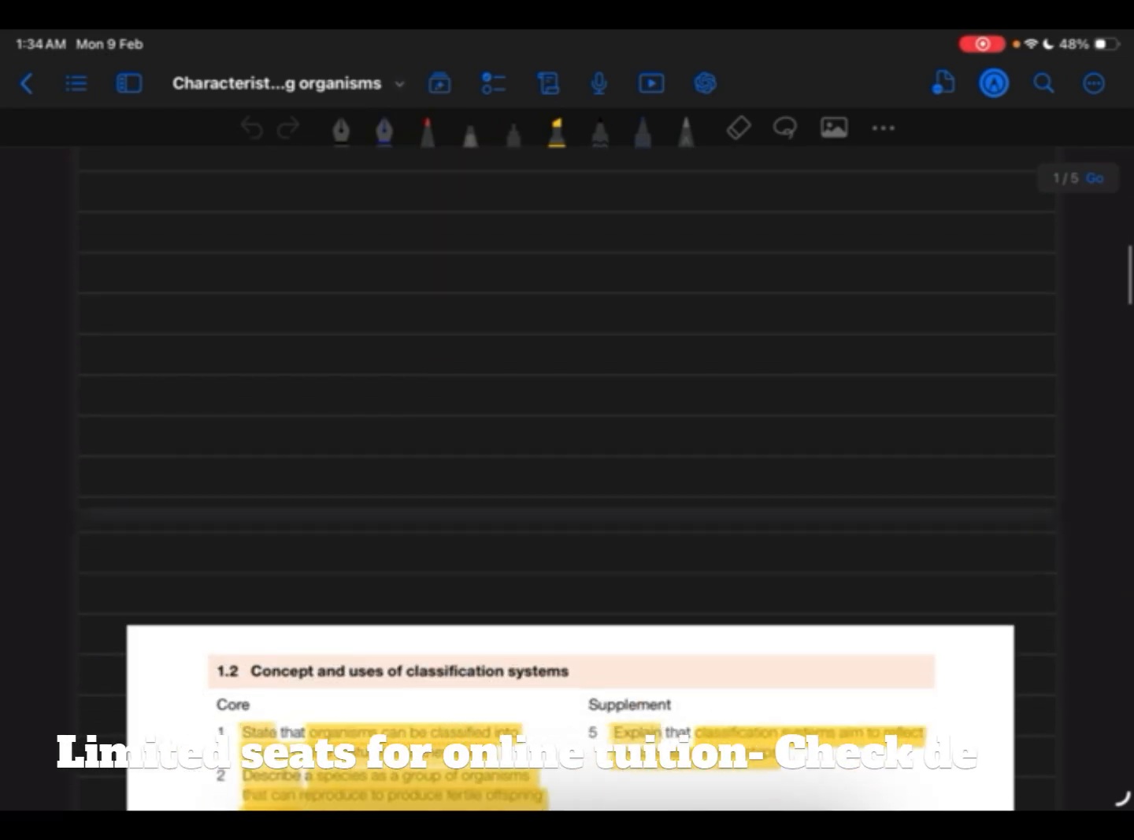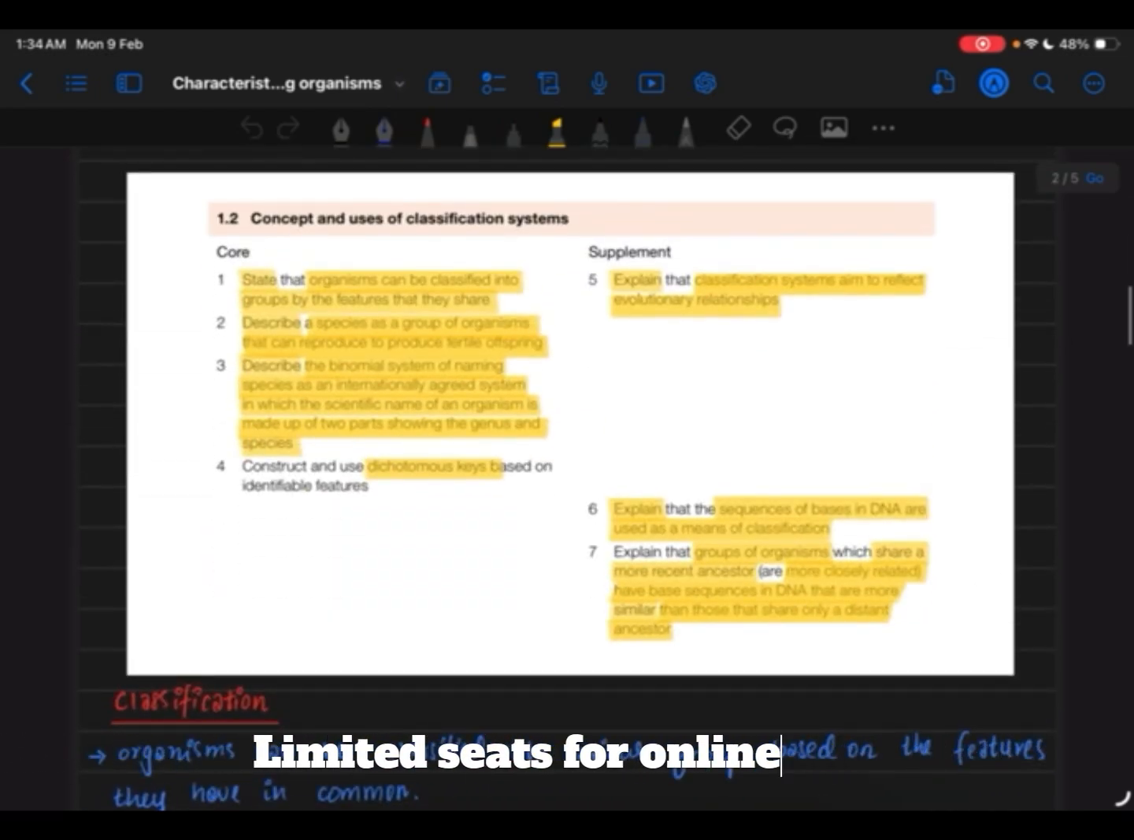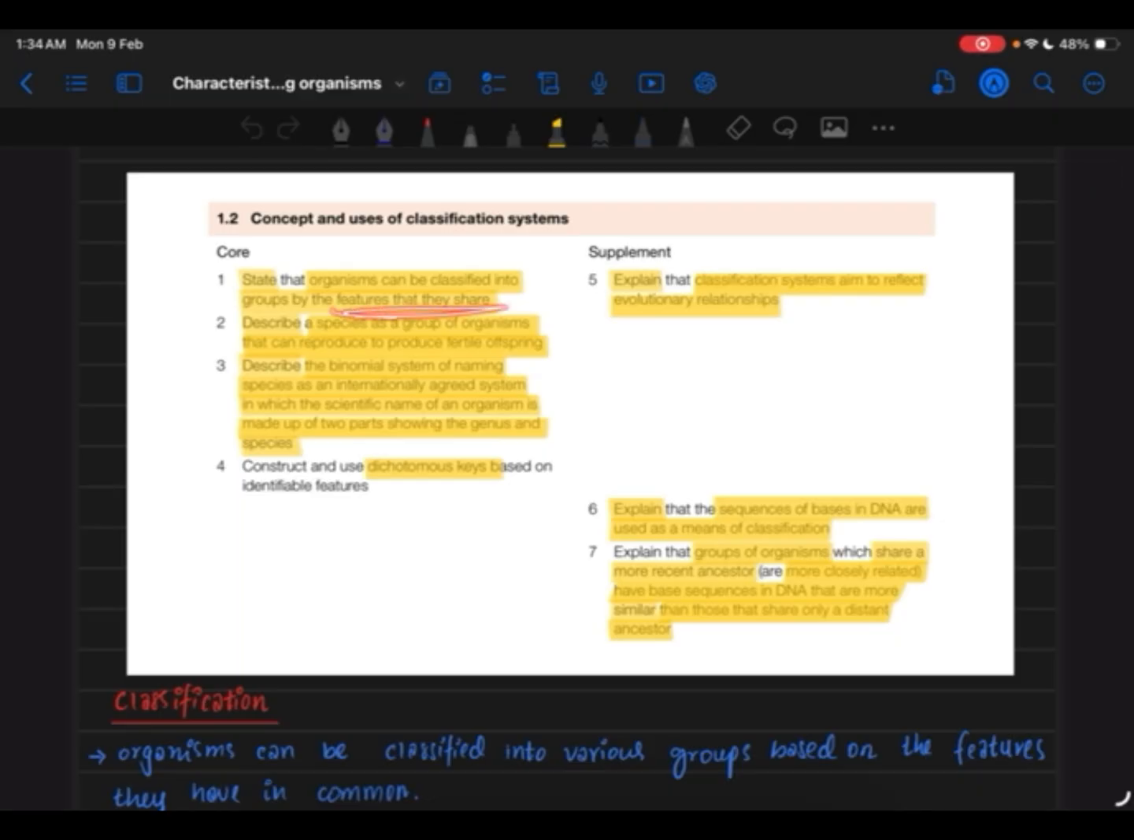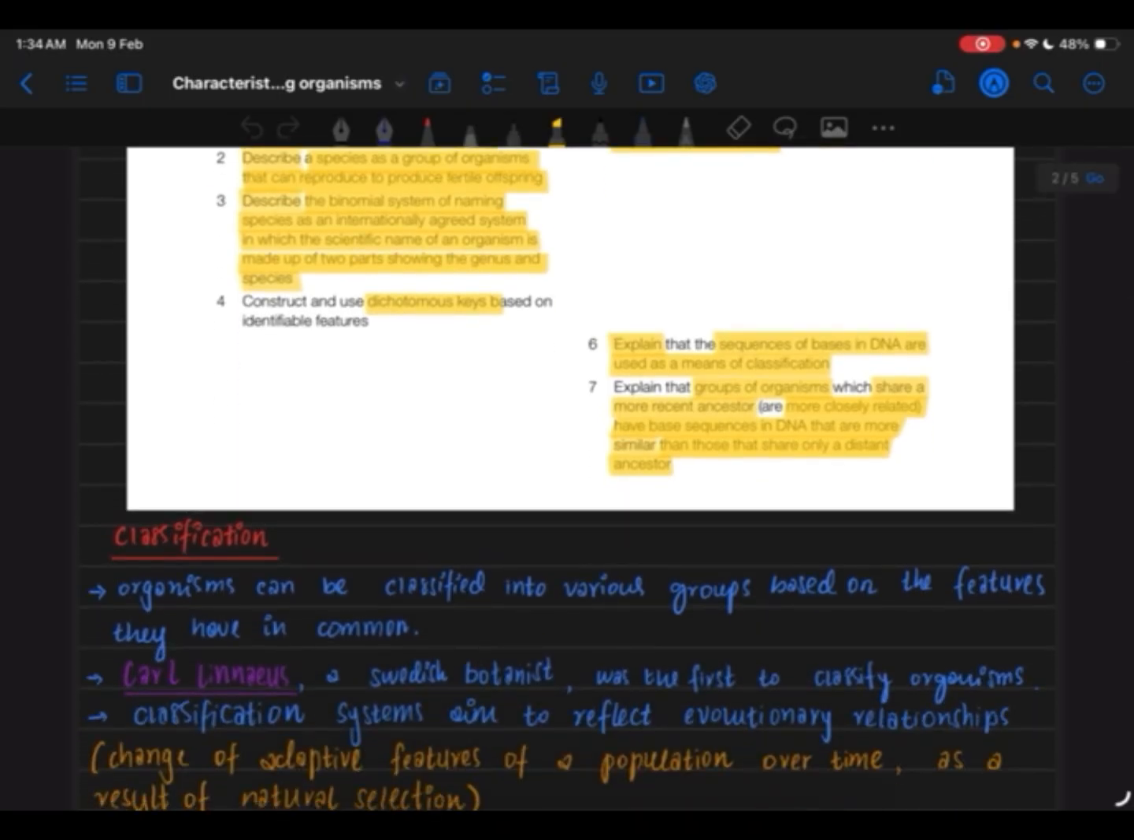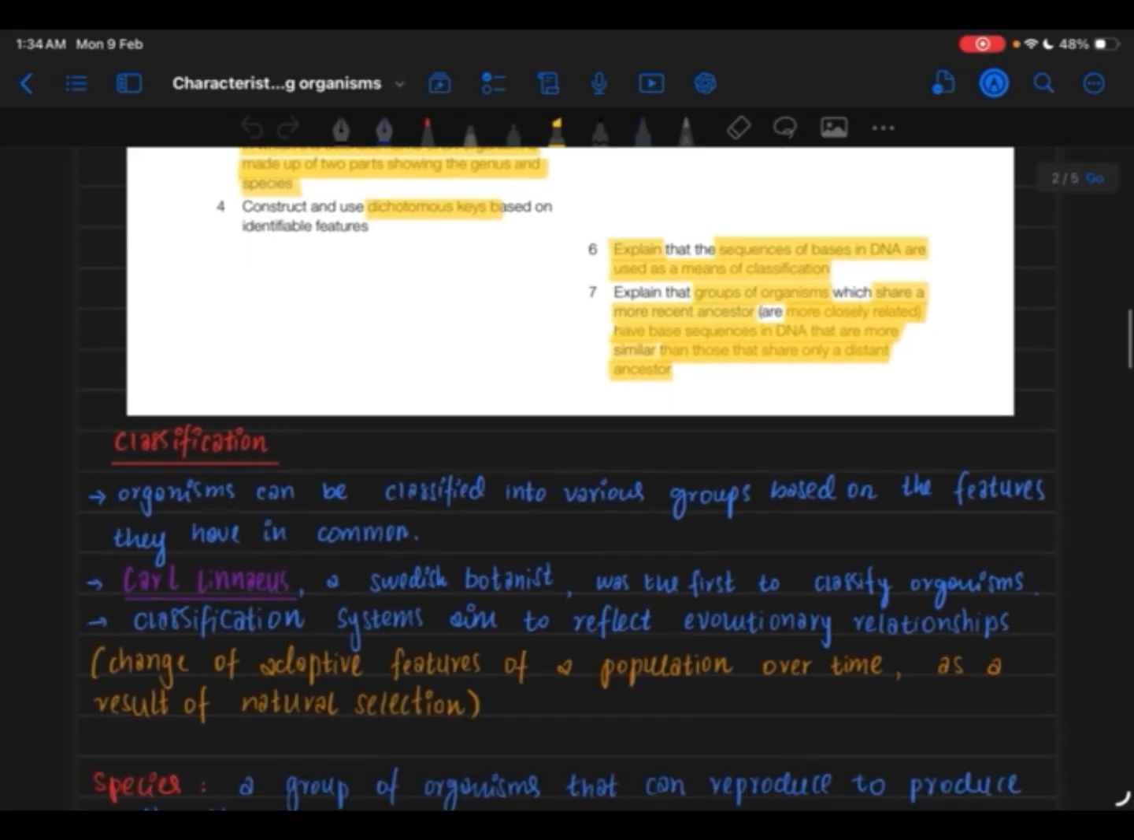So, moving on to today's agenda, essentially, we're going to be starting off with stating that organisms can be classified into groups by the features that they share. I guess that's super self-explanatory. I don't think I need to break that down further. Basically, what they're saying is if two organisms have something in common, like they both have wings, they can be put in the same group. They both have fins, they can be put into the same group. Obviously, it's more complicated than that. We're going to be diving into that in a bit more detail.